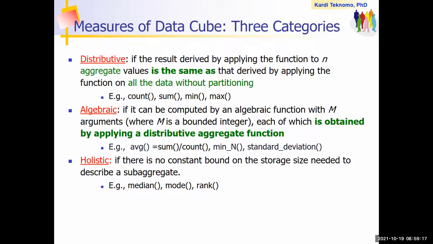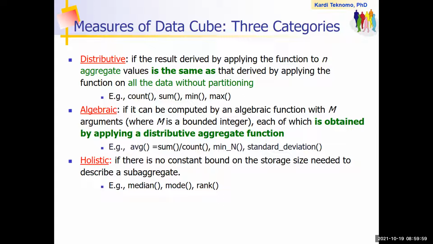So next, aside from the dimension, next is the measure. So what is the measure? There are three types of measure here. I call this distributive, algebraic, and holistic. Distributive means the result derived from applying the function to aggregate values is the same as that derived from applying the function to all data without partitioning. Examples here are count, sum, minimum, maximum.